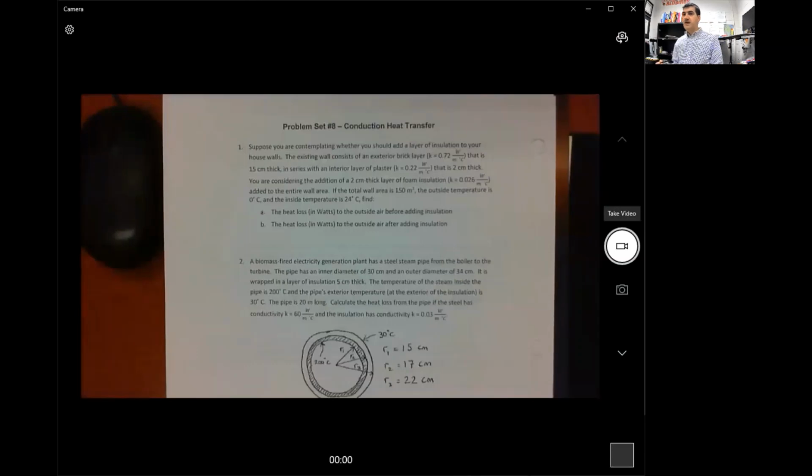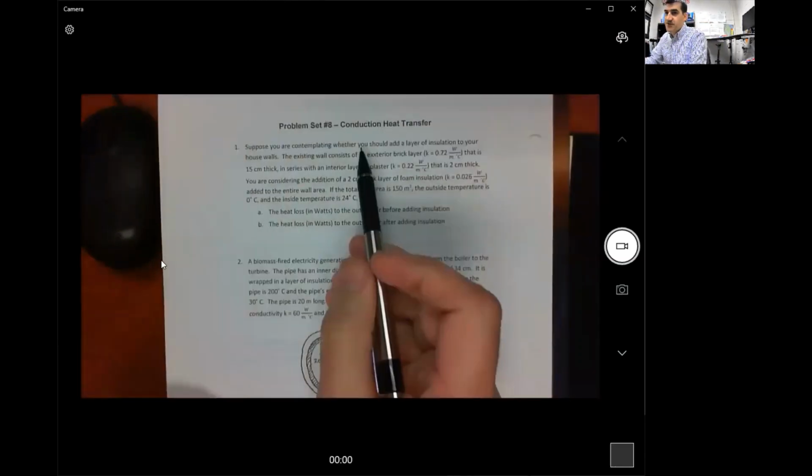Today we're going to talk in some more detail about our second mode of heat transfer, which is convection heat transfer. But before we do that, let's review problem set number 8, which was our problem set about conduction heat transfer. So I'm going to share my screen. Here we go. All right, so here is problem set number 8 about conduction heat transfer.